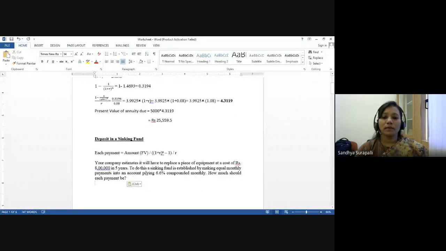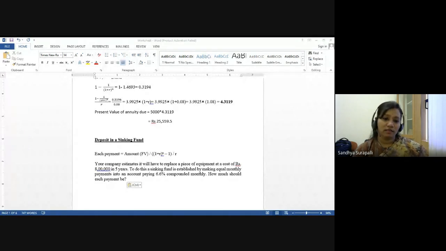So your company estimates it will have to replace a piece of equipment at a cost of rupees 8 lakhs in 5 years. To do this, a sinking fund is established by making equal monthly payments into an account paying 6.6% compounded monthly. So how much should you be paying?